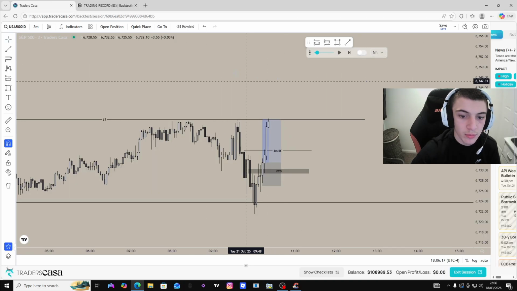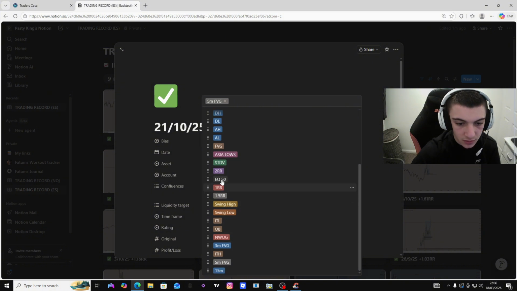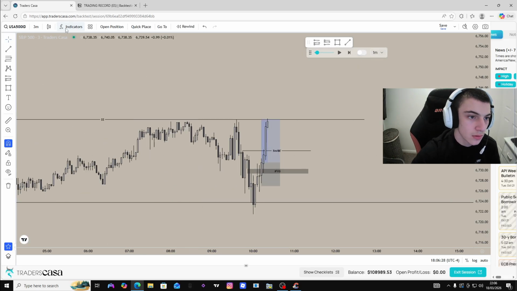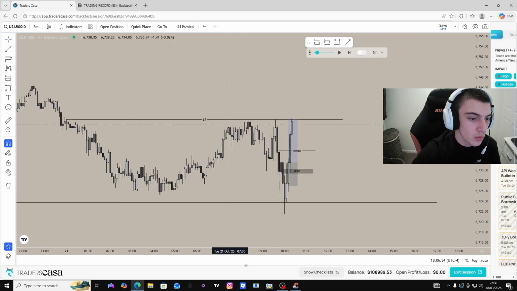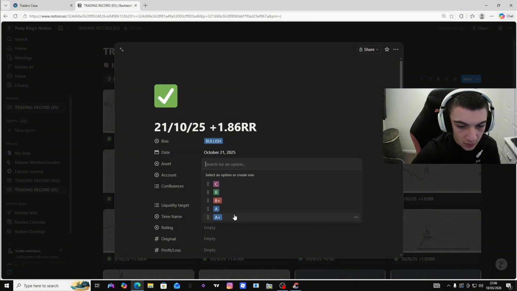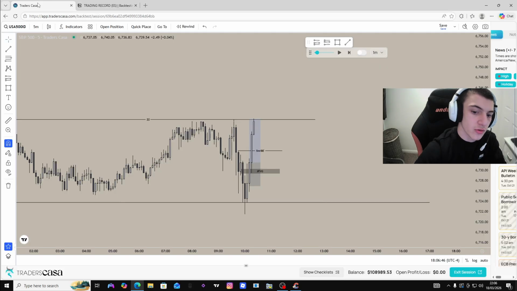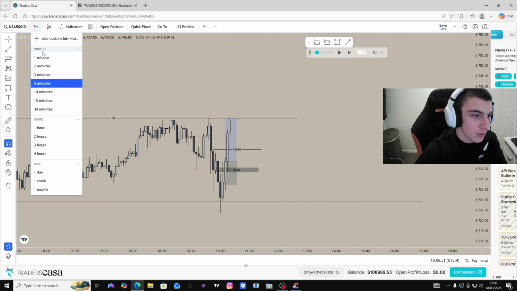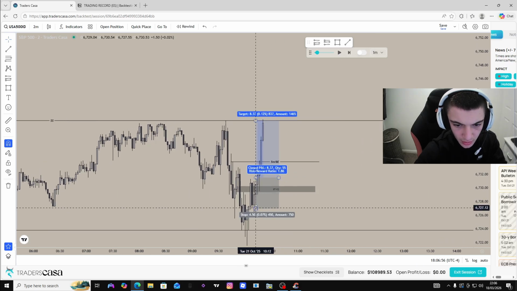Liquidity target, we had break even at a 5 minute unfilled. So where's that? There. We had our TP on swing high, I believe, wasn't it? Oh, there's equal highs here, so equal highs. Time frame 3 minute. Rating A. Stop loss was on, where was it? It was on the candle, wasn't it? Again. Yeah. No, wait, hang on. Oh no, it was on the body low, I guess.